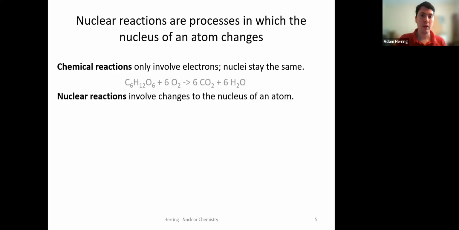For example, if you take a molecule of sugar and you combust it with oxygen, it converts into carbon dioxide and water. Now, while the identities and characteristics of the molecules involved are changing, the identities of the atoms involved stay the same. If you count up the number of each element on both sides of the equation, you'll see that they are equal. For a nuclear reaction, however, this is not the case.